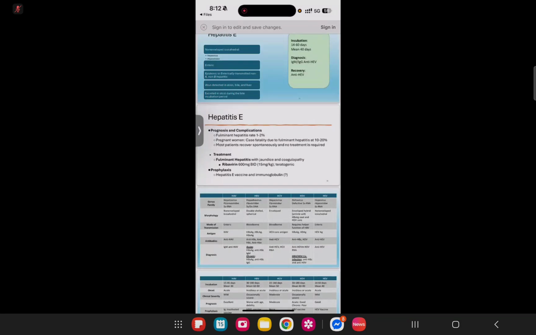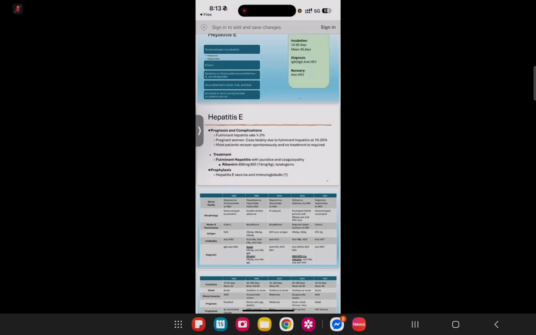The hepatitis E virus has been detected in the stool, bile, and liver tissues of infected individuals. It is excreted in the stool during the late incubation period, which facilitates person-to-person transmission through contaminated food and water. So an infected person with Hep E, after going to the toilet, touching the fecal material, and not washing his hands properly, touches food, and the contaminated food will be consumed by another person, then there would be transmission of hepatitis E.